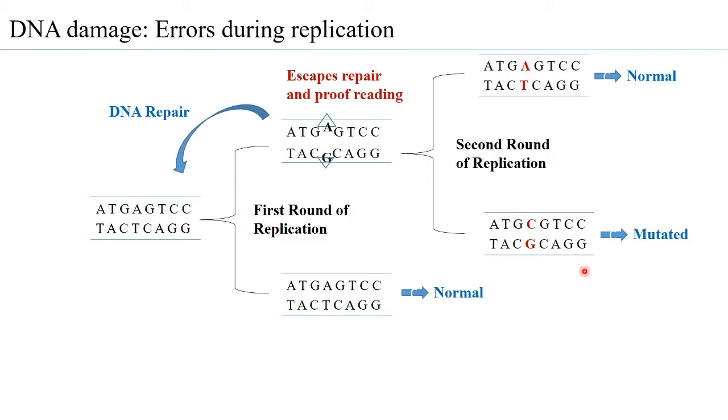DNA. Therefore, if this mutation were to happen in the germ cells, it would be inherited. But if this mutation were to remain in the somatic cells, then it would be present in that generation, but it may not go to the next generation.